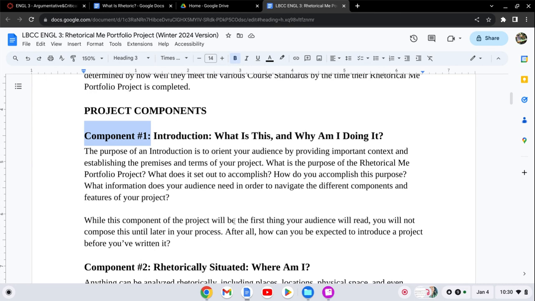You don't know what it is, right? So how could you be expected to introduce it to your audience? So we're going to compose this later in the term, but it's going to be the first thing that you include in the finished product, okay? So essentially, it's just providing an overview of what the project is, what it sets out to accomplish, how do you go about doing that, all of those things together. It gives your readers that sort of preview, that introduction to what this thing is. But again, we'll compose this later in our process.